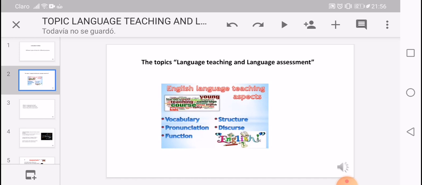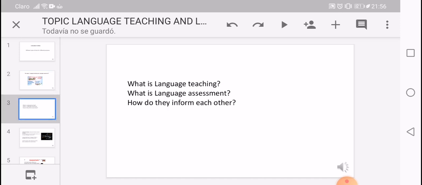Topic: language teaching and language assessment. English language teaching aspects: vocabulary, pronunciation, function, structure, discourse. Before answering the questions: what is language teaching? What is language assessment? How do they inform each other?